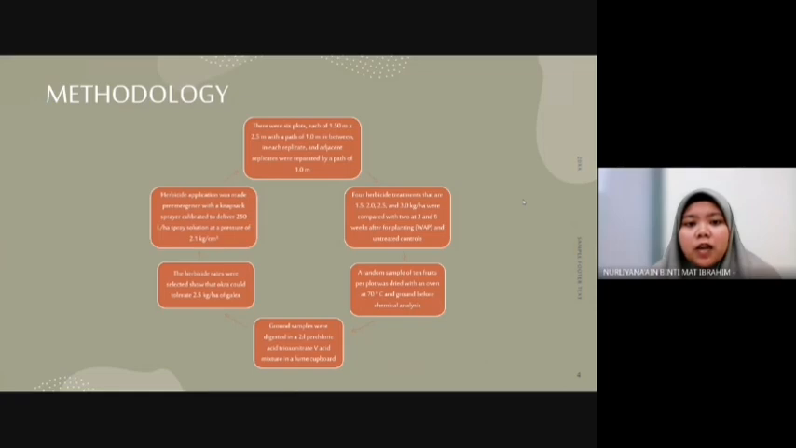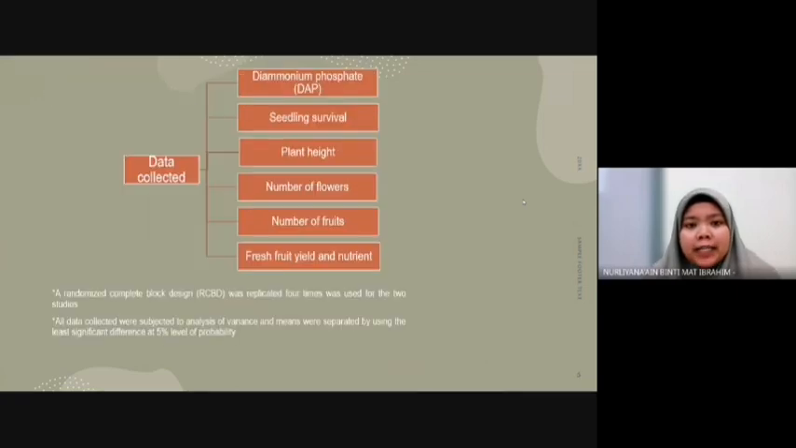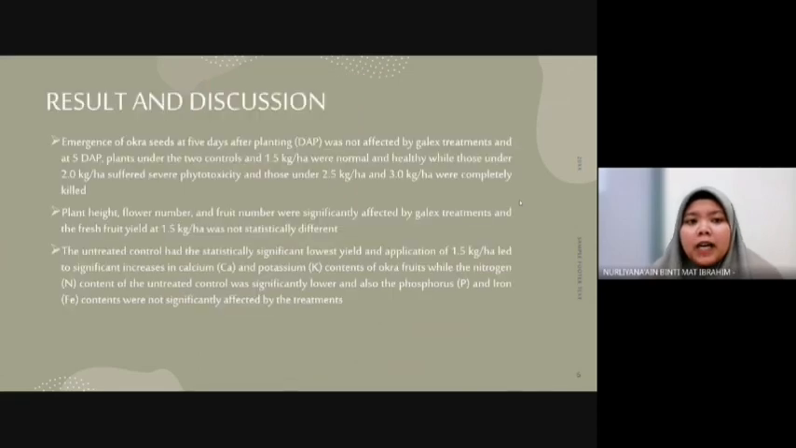Herbicide application was made pre-emergence with a knapsack sprayer calibrated to deliver 250 liters per hectare of spray solution at a pressure of 2.1 kg per square centimeter. Data collected included seedling survival, plant height, number of flowers, number of fruits, fresh fruit yield, and nutrient content. A randomized complete block design, RCBD, replicated 4 times was used for the study. All data collected were subjected to analysis of variance and means were separated using the least significant difference at a 5% level of probability. Results and discussion.